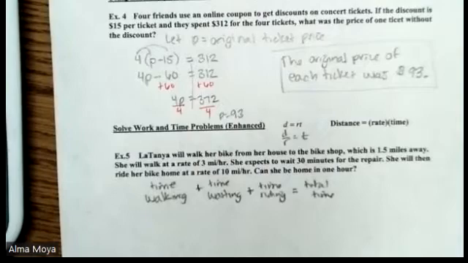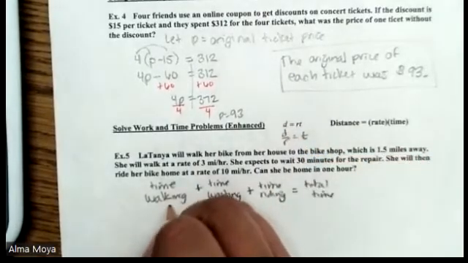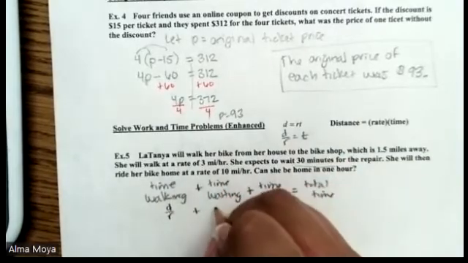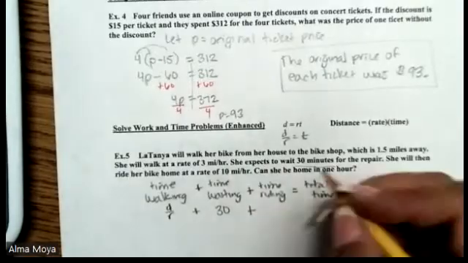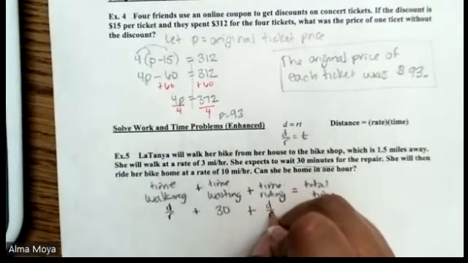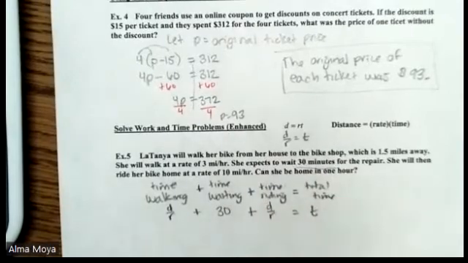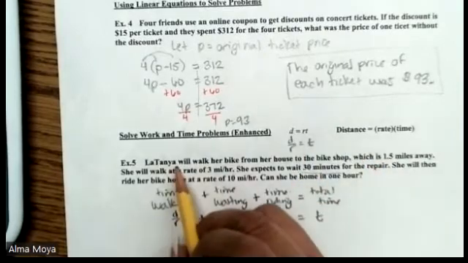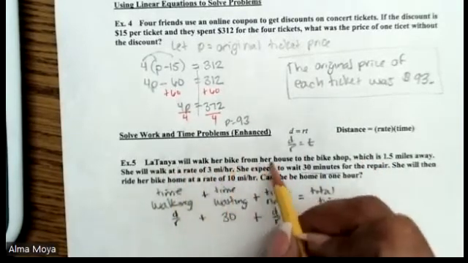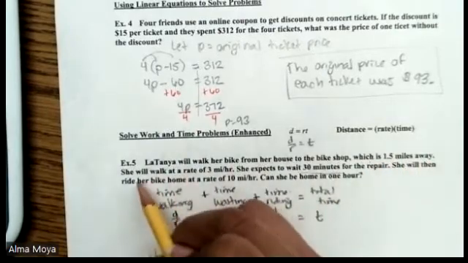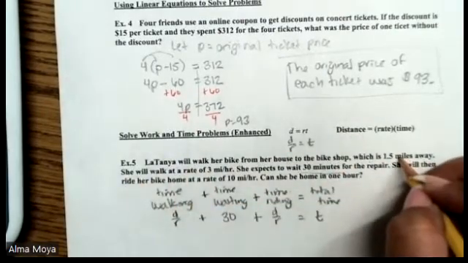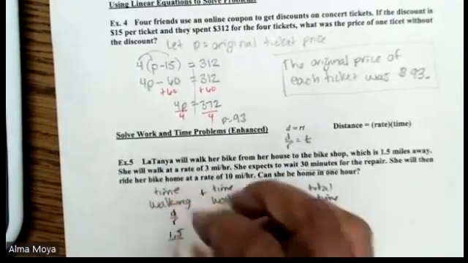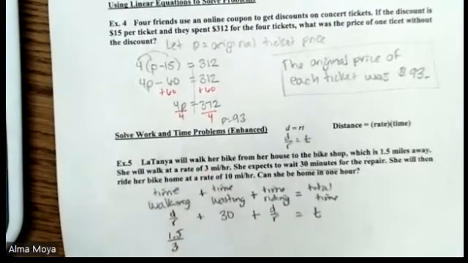And we're going to see what her total time is. So right here, for the time walking, I'm going to use the D over R. The time waiting right here, it says she's expected to wait 30 minutes. So that's going to be an automatic 30 right there. Time riding, once again, I need to do D over R. And then we see what her total time is. So for the time walking, it says LaTanya will walk her bike from her house to the bike shop, which is 1.5 miles away. So she's going to walk 1.5 miles at 3 miles an hour. So the distance is going to be 1.5, and her rate is going to be 3 miles per hour.